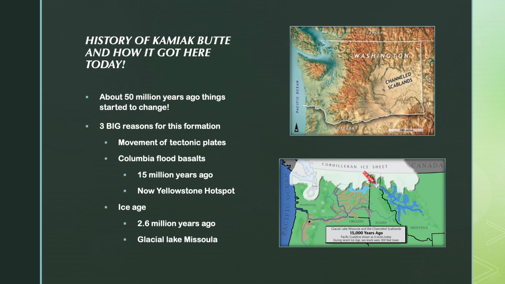The last reason is the Ice Age. About 2.6 million years ago, the Ice Age started to occur, and Lake Missoula was created because of this. This lake was about 300 kilometers long and about 2,000 feet deep. This changed the landscape of the Pacific Northwest for sure. An ice dam broke over 100 times in its lifetime, which tore through the panhandle of Idaho and southeastern Washington, and on the border of Oregon and Washington.